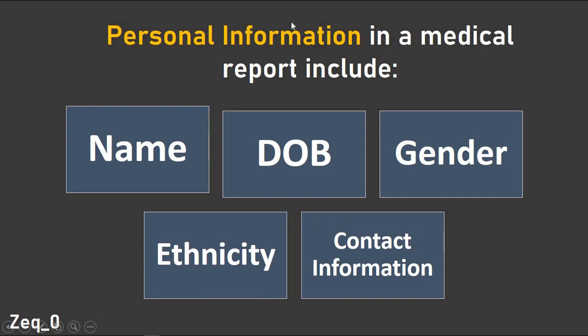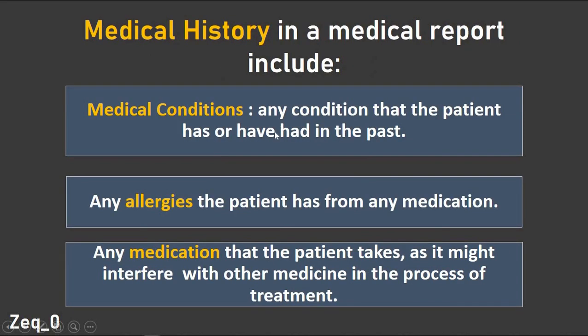So we said that the thing that comes after personal information is medical history. So medical history in a medical report means that we might contain any medical conditions that the patient has or has had earlier in the past. This helps to diagnose and treat the current medical issue. So if he had any medical issue in the past, that might help us with diagnosing the problem he's having now.